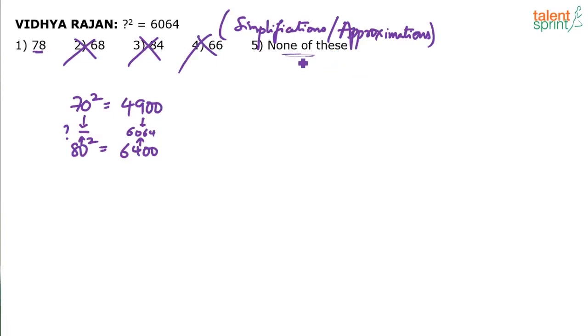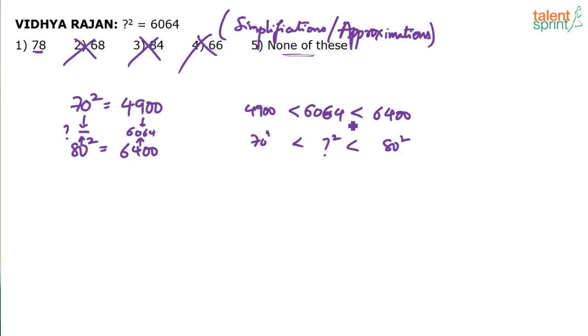But suppose the fifth option also gets eliminated somehow. Number is given and gets eliminated. Don't do anything. Just mark the answer as 78. Moreover, I also know that the answer should be closer to 80. See, 6064 is less than 6400 definitely. It's more than 4900 definitely. This is 80 squared. This is 70 squared, right? This is question mark squared.